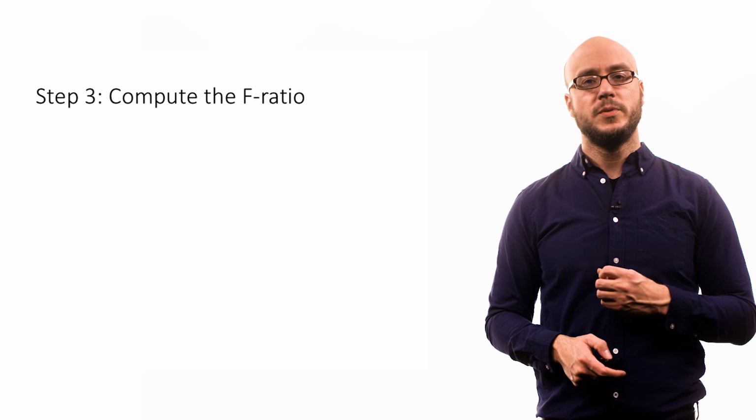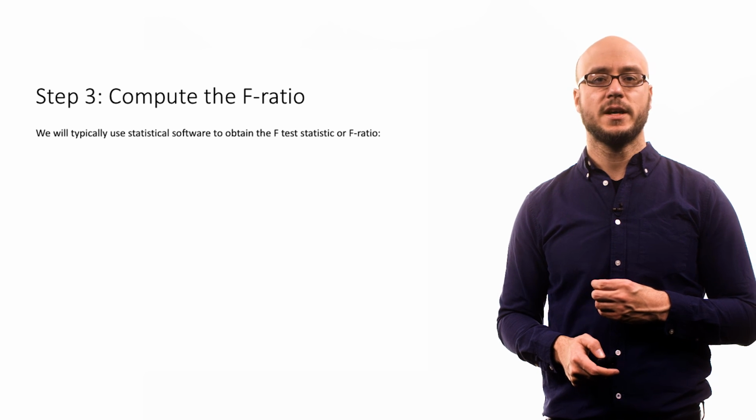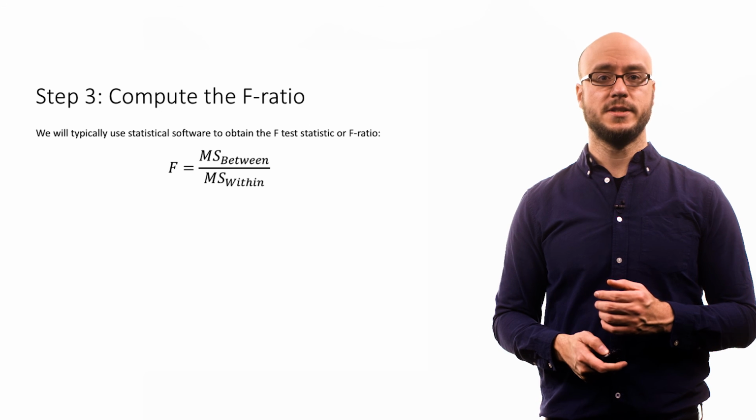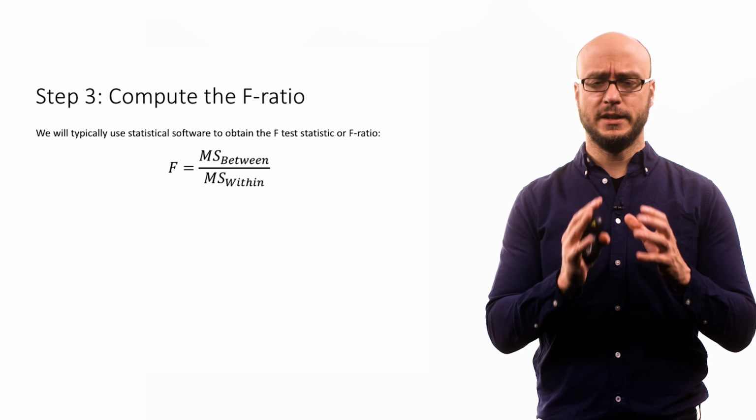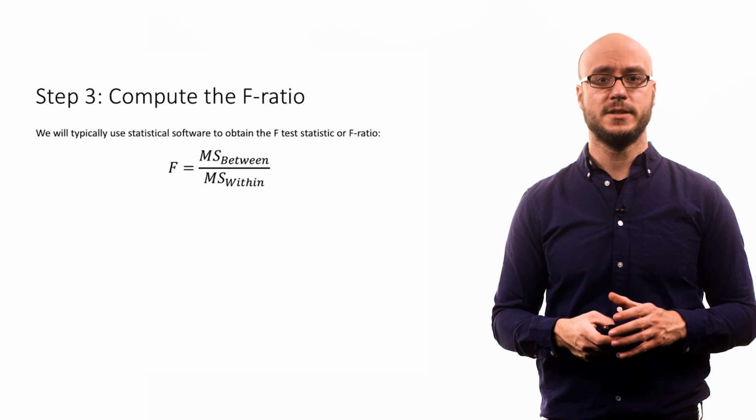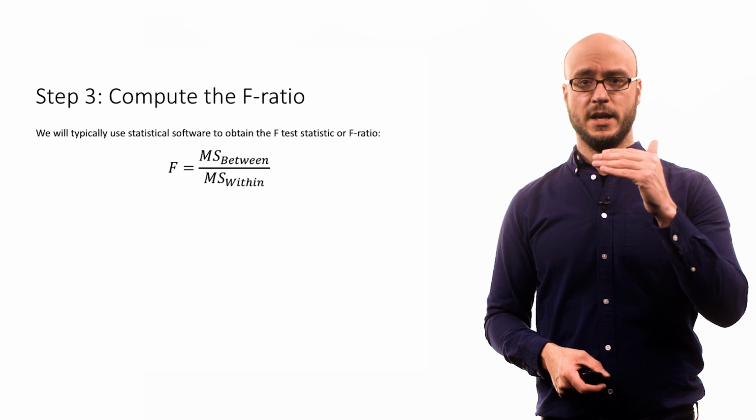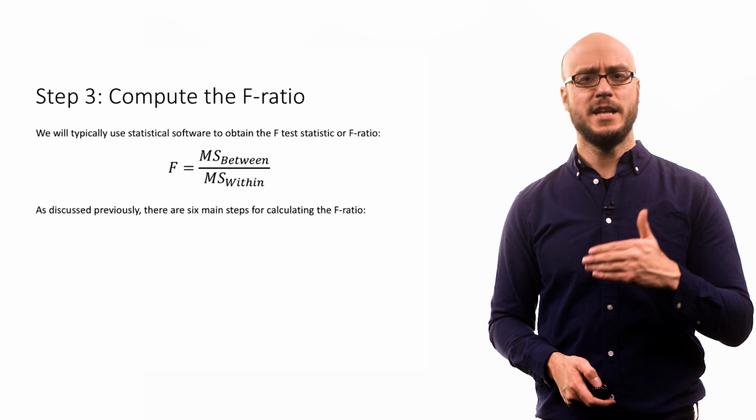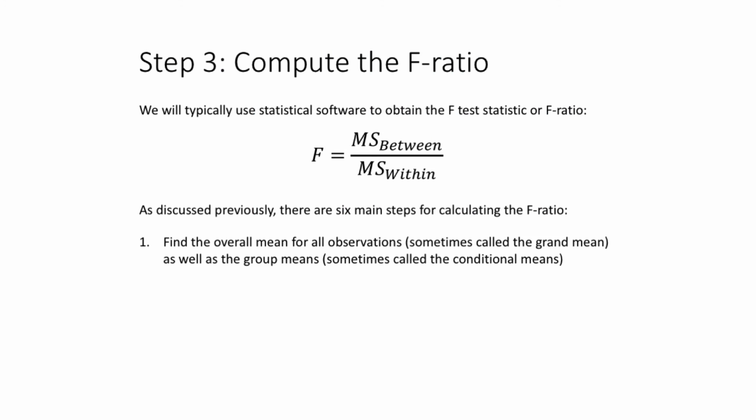For step 3, we compute the F ratio, or F test statistic. Typically, we'll use statistical software, especially when we have larger data sets. But again, you really should calculate this by hand at least a couple of times using smaller data sets so that you understand it. The F ratio is simply the mean square between divided by the mean square within. There are 6 steps that we use to calculate the F ratio that we just discussed. I'm going to review these just so that it's clear that this comes from our data, and this comes from partitioning the variability in our data set.